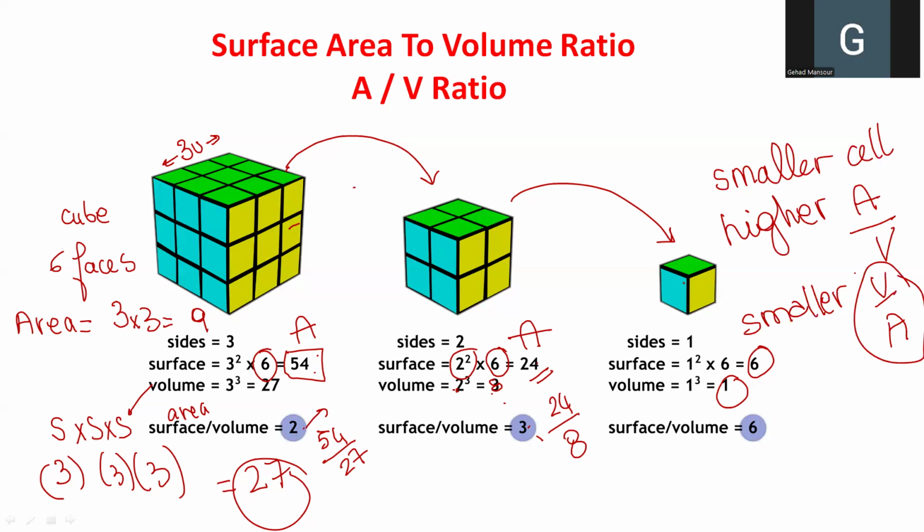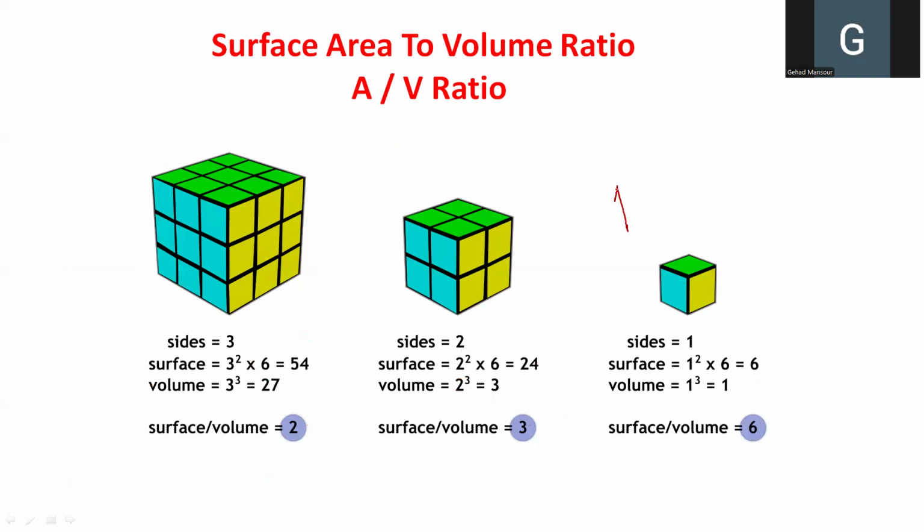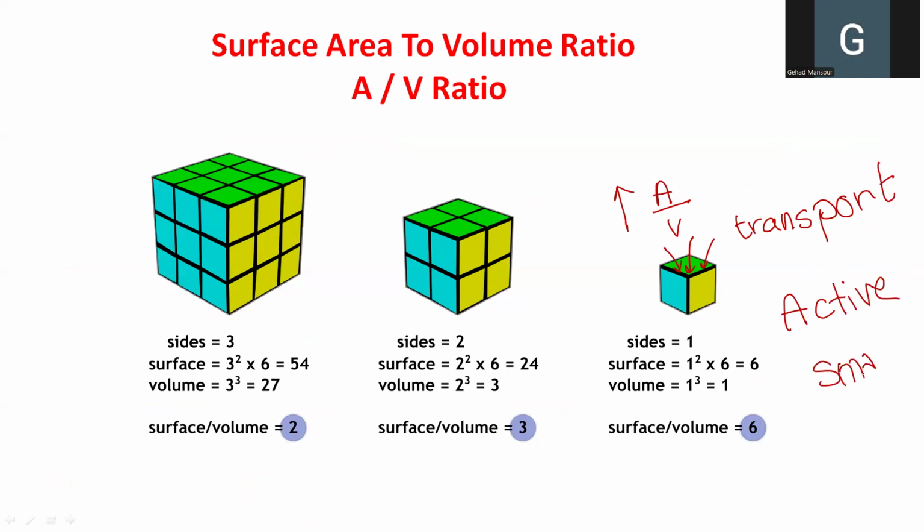What's the importance of the smallest cell having the largest surface area to volume ratio? This is important because it is through the surface area that there is transport of material inside and outside the cell. And that's why active cells should be small. Never say that they have the largest surface area. Actually, they do not have the largest surface area, but if the cell is small, it will have the largest ratio.